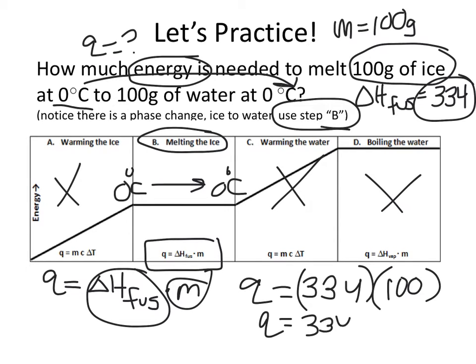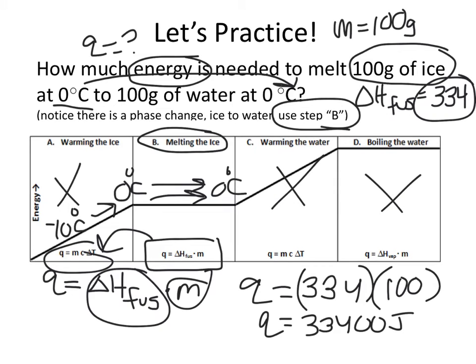It becomes 33,400 joules. So the total amount of energy to melt this 100-gram block of ice is 33,400 joules of energy. Now, if you would have taken that and added that with the previous one, if that was all one problem, you could have added both those energies up, and it could have told you how much energy it took to go from negative 10 degrees Celsius and then actually melt that sucker to 0 degrees. You could have added up both those energies, and that would give you the total energy.